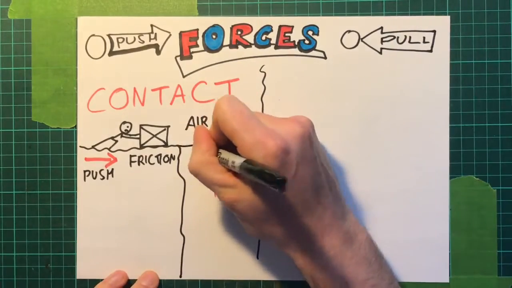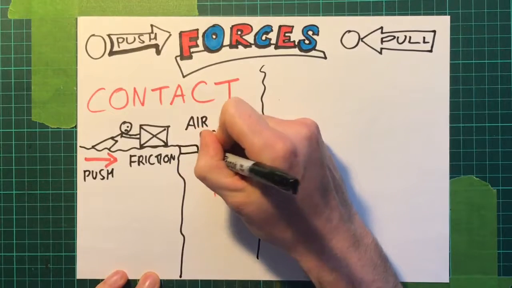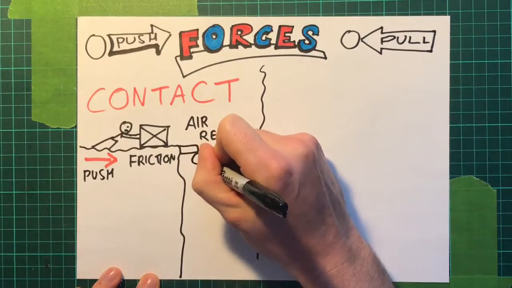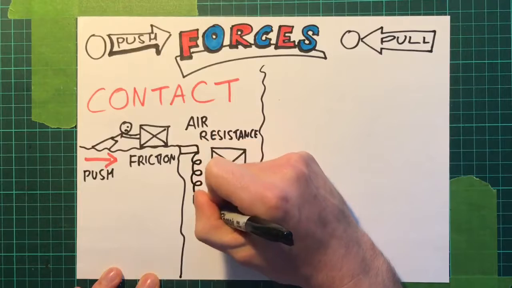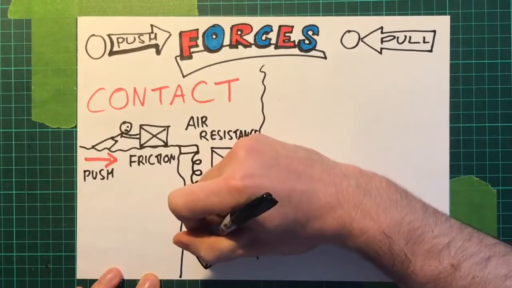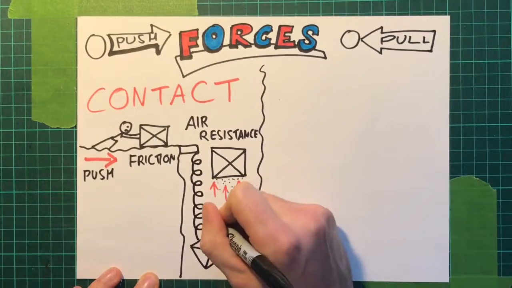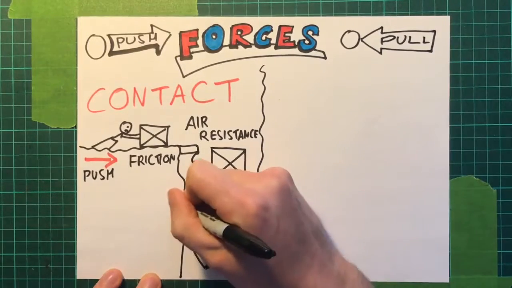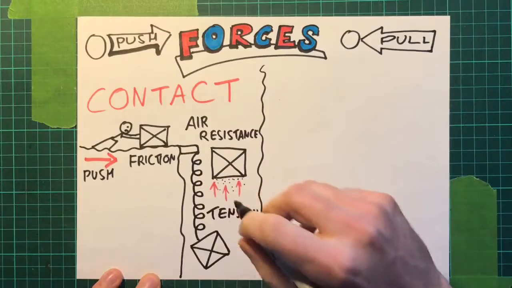If, for some strange reason, Cliff wanted to bounce his box on a spring, there would be another force at play. In the spring, there would be a force called tension, which would be pulling.